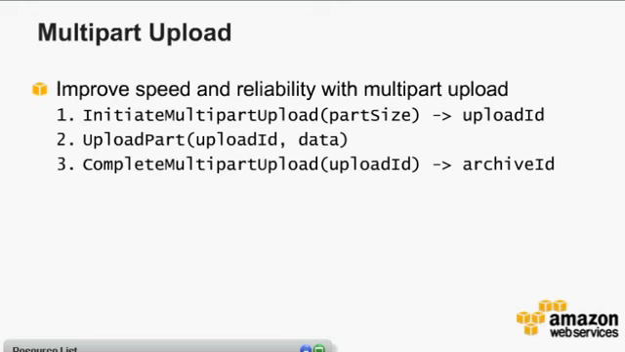When you've gone through this process, then you will call complete multi-part upload, pass the upload ID, and this is when we get back an archive ID for you. An archive ID is a unique identifier generated by Glacier to track your archive. When you receive the archive ID, that means your upload has been done completely.